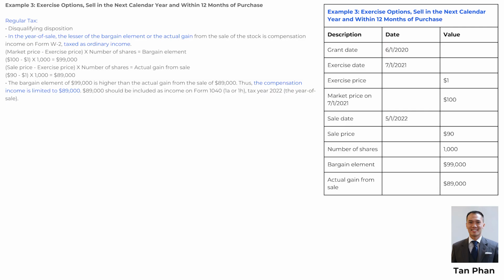The bargain element of $99,000 is higher than the actual gain from the sale of $89,000. Thus, the compensation income is limited to $89,000. $89,000 should be included as income on Form 1040, 1A or 1H, tax year 2022, the year of sale.